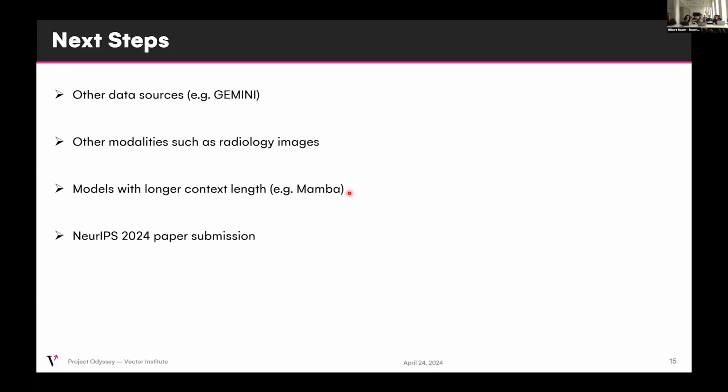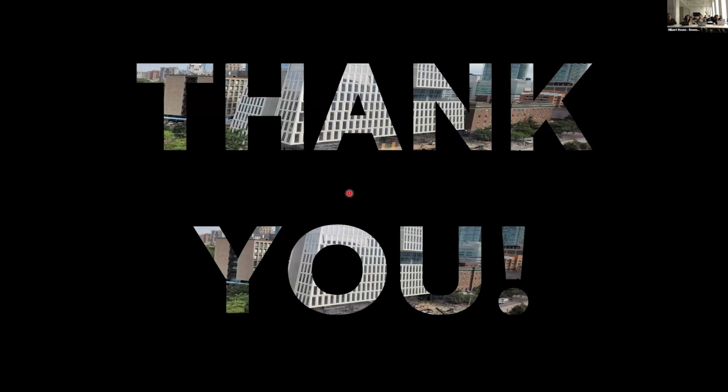And our next steps are actually using other data formats, such as the GEMINI data, which is Canadian-specific data from over 30 hospitals, using modalities such as images, even increasing the context length beyond what we have already achieved, and of course, submitting it to NeurIPS for a chance at publication. And yes, that's all. Thank you.